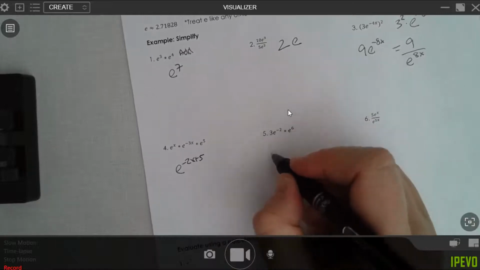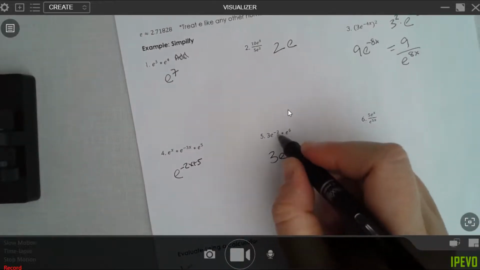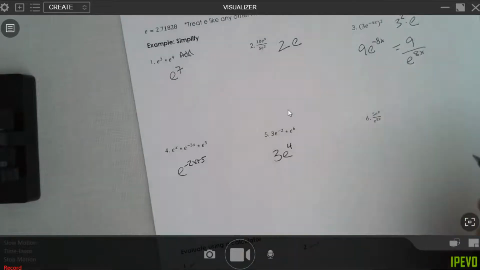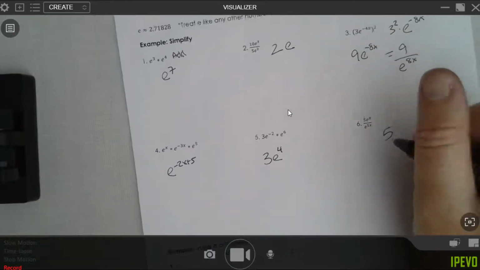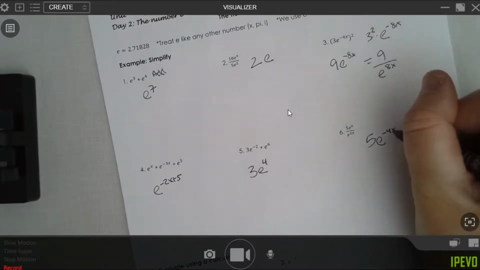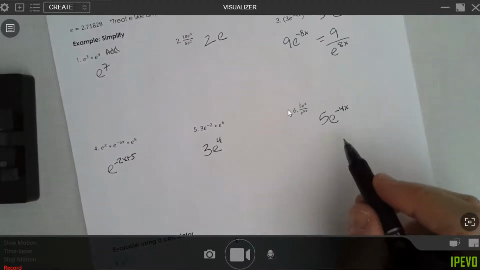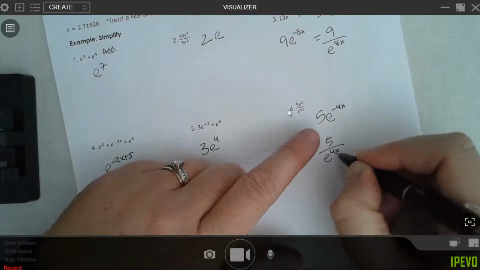So this, there's no number, so you add the 3. And then you're going to add your exponents here. So negative 2 and 6 is a 4. Divide my numbers, that's a 5. And here I'm going to subtract my exponents. So 1x minus 5x is negative 4x. So again, you can leave it like that for me. If you have a problem, then you can put it on the bottom like that.